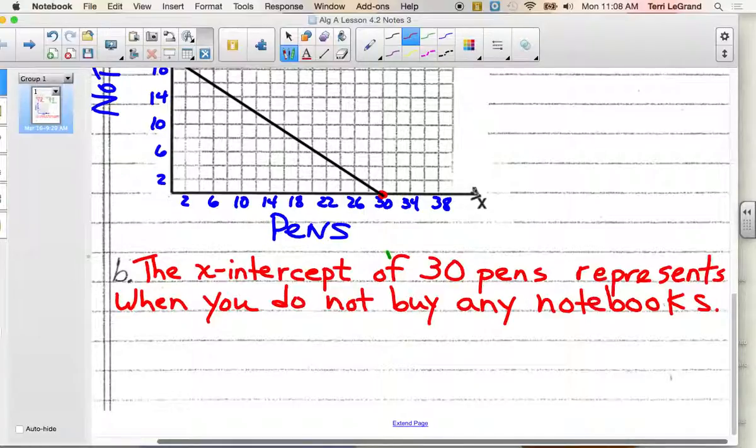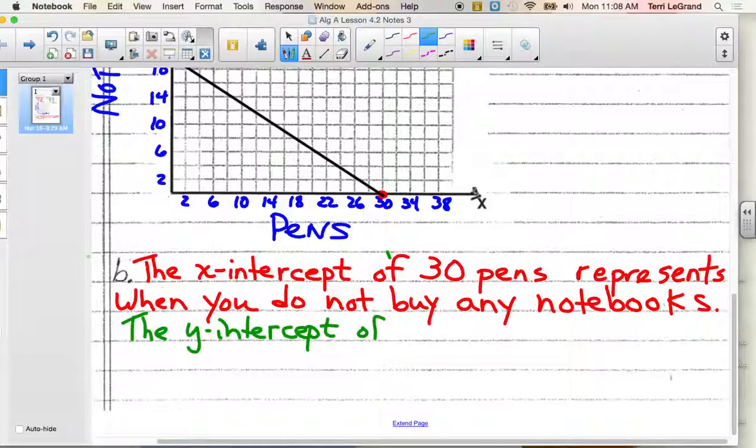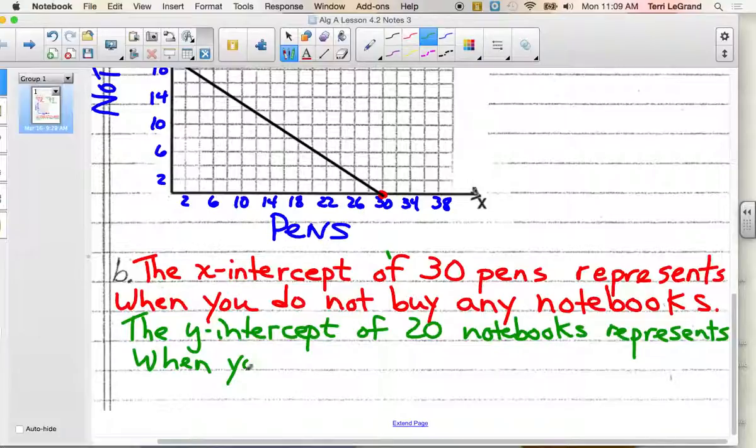Well, then what would the y-intercept of 20 notebooks be representing? Right, it represents when you buy no pens. Yeah, so okay, let's write that. We have to do our y-intercept now. The y-intercept of 20 notebooks represents when you do not buy any pens. You spend all your money on notebooks.